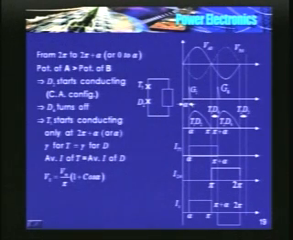So here are the various waveforms. Trigger G1, gate signal to T1, gate signal to T4. T1 and D2 conduct from alpha to pi. From pi to pi plus alpha, T1 and D4, one thyristor and one diode, conduct. From pi plus alpha to 2 pi, T2 and D4 conduct, and from 2 pi to 2 pi plus alpha, T3 and D2 conduct.